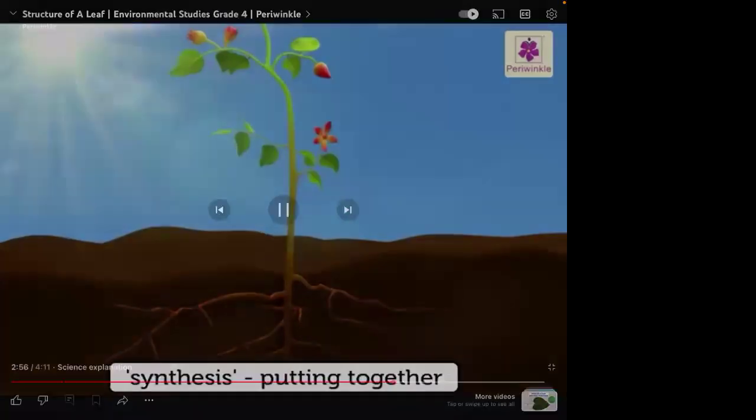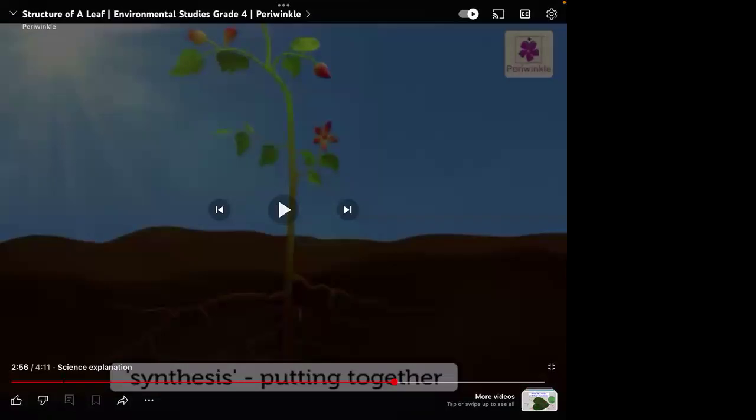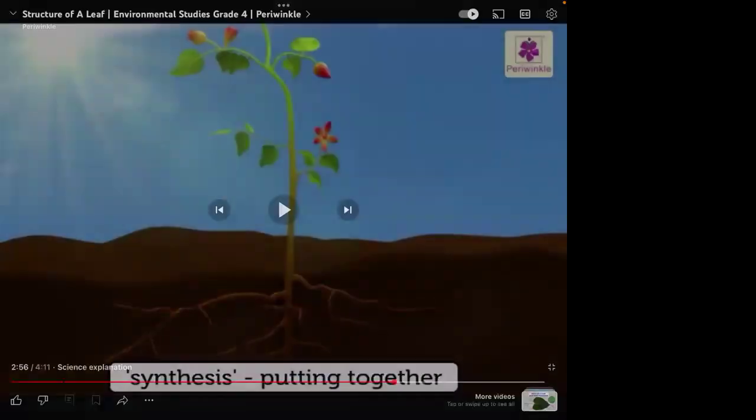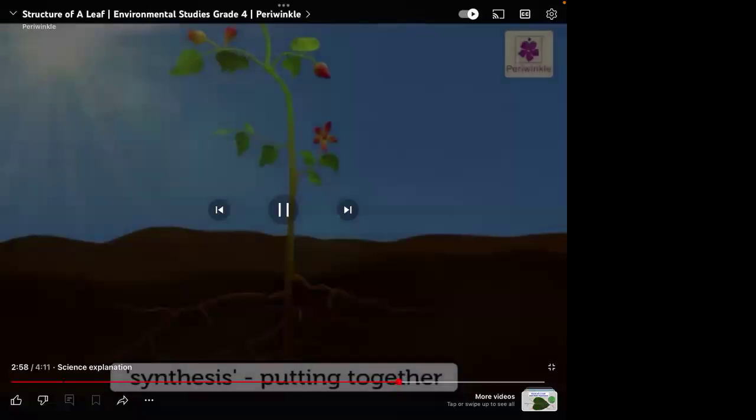Synthesis means to combine. So basically, photo is generally called light and synthesis means to combine. So in this photosynthesis process, a few things will be combining: the carbon dioxide, the water, then sunlight and the chlorophyll. All these things will combine together and make something new, right? So that is how the process is called photosynthesis. Photo means light and synthesis means to combine. And once the light and these things combine together, they will be forming the food.